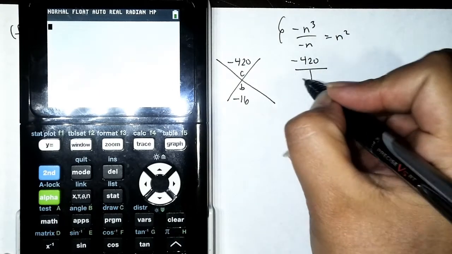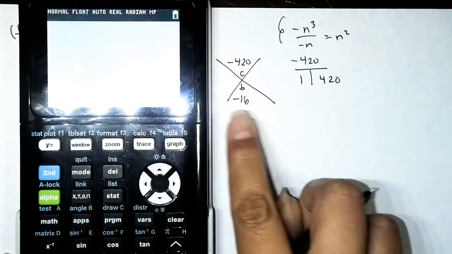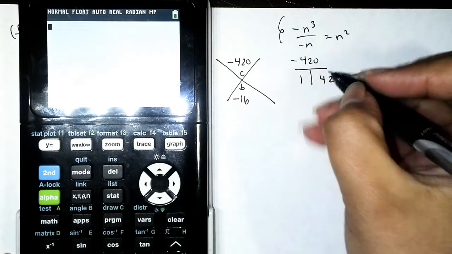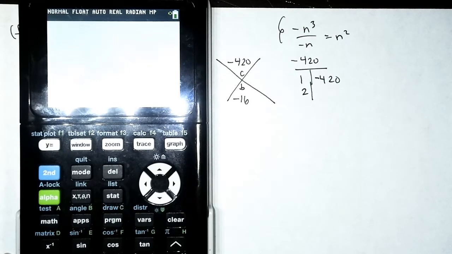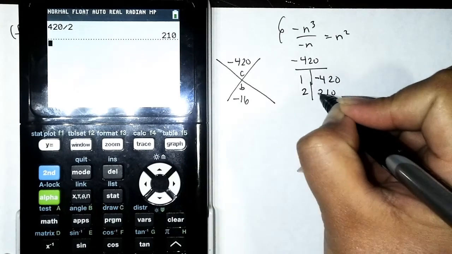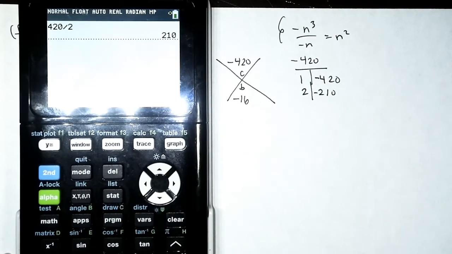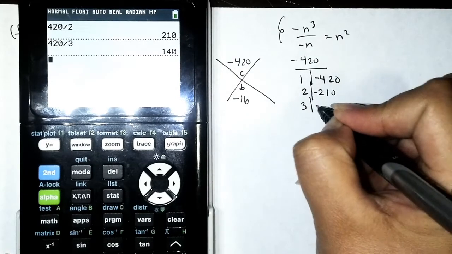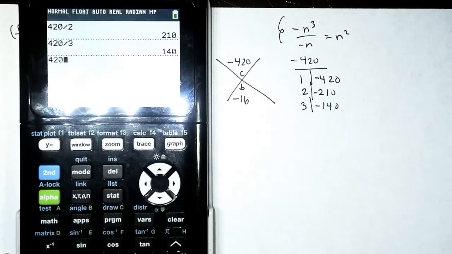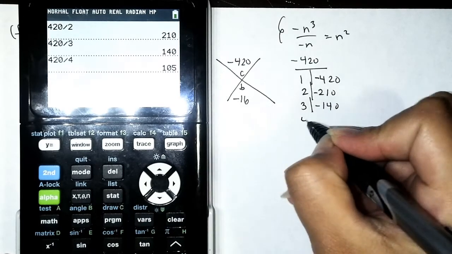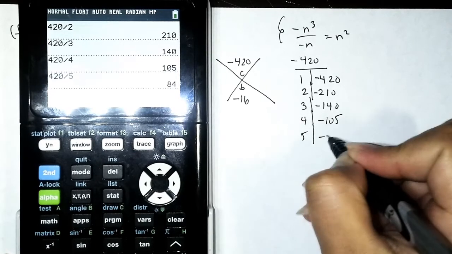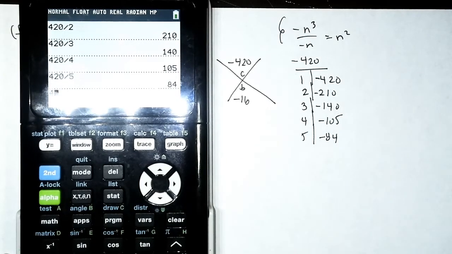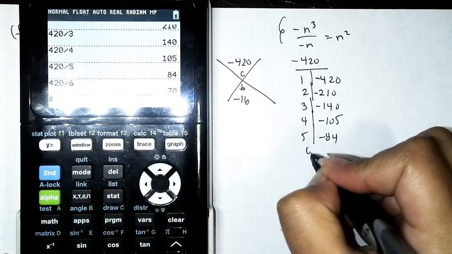So 1 is a factor, it'll be 1 and 420, and in this case the larger factor will be negative because the sum should be negative. 2 is a factor, it'll be 2 and 210. 3 is a factor. Oh, I said that prematurely, right? That's because I'm cheating. 4, I'm not sure if it's a factor. It's 4 and 105, but that sum is nowhere near negative 16. 5 is a factor, same speech. Is 6 a factor? Maybe. I think it's 70. Oh, look, I'm so smart.